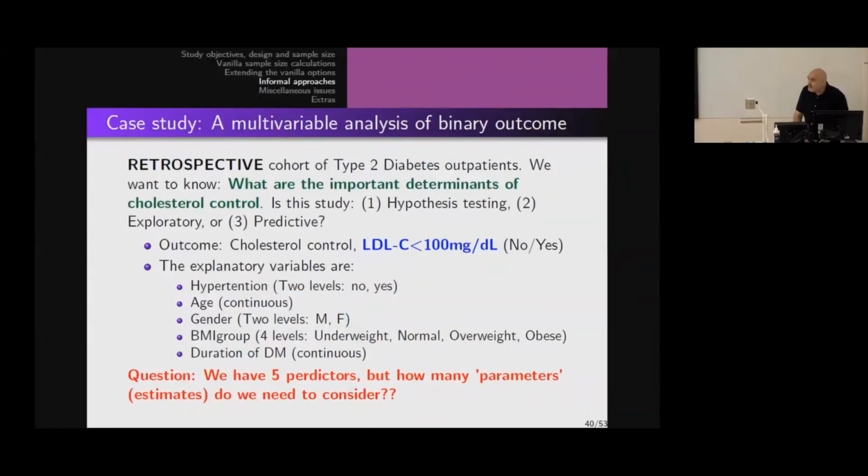We have a retrospective cohort, so the data's already in hand. A retrospective cohort of type 2 diabetes patients. We want to know what are the important determinants or risk factors or exposures, whatever you want to call them, determinants of cholesterol control in diabetes patients. In this, so I want to know, is this study 1, hypothesis testing, 2, exploratory, 3, predictive? Which of those 3 is it?